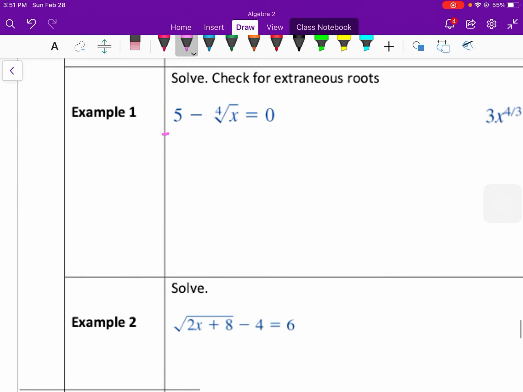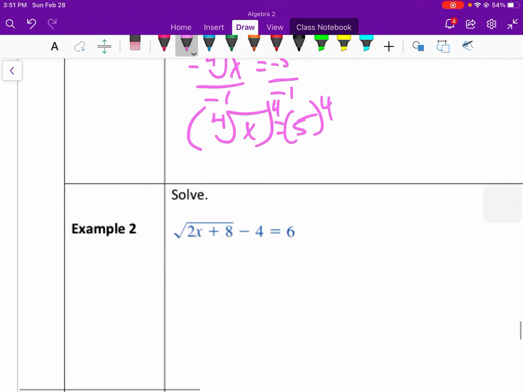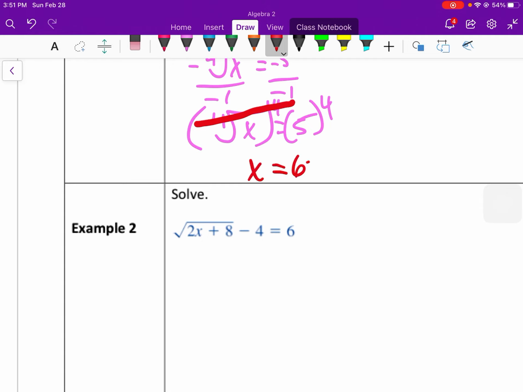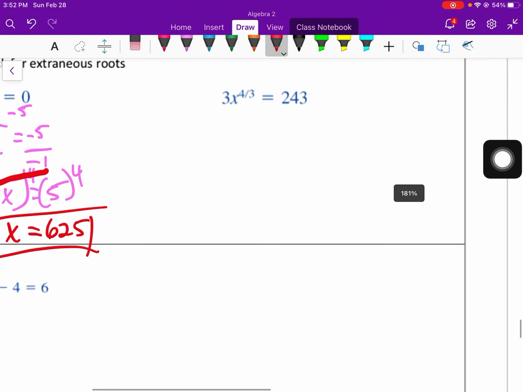The first step we would need to take here is to subtract 5 from both sides. So we have a negative 4th root of x equals negative 5. Divide by negative 1, so the 4th root of x equals 5. The inverse operation will be to the 4th power, and we'll want to do that to both sides. So this will simplify to just x, and then 5 to the 4th power is 625. If we plug that in, you would have the 4th root of 625, which is positive, so that would not be an extraneous solution.